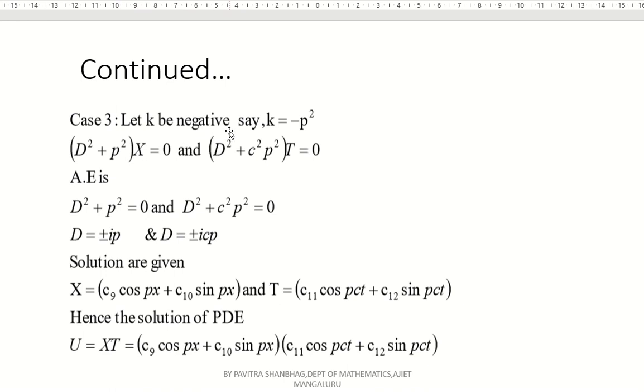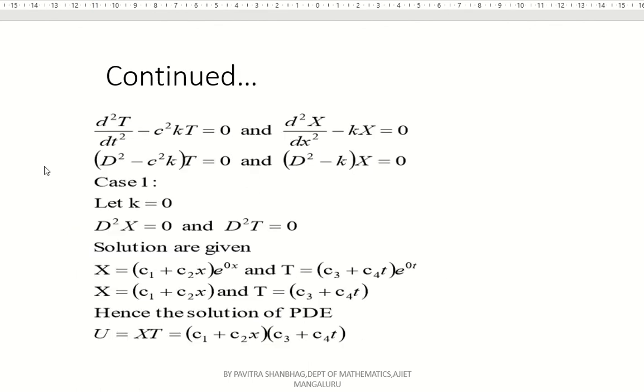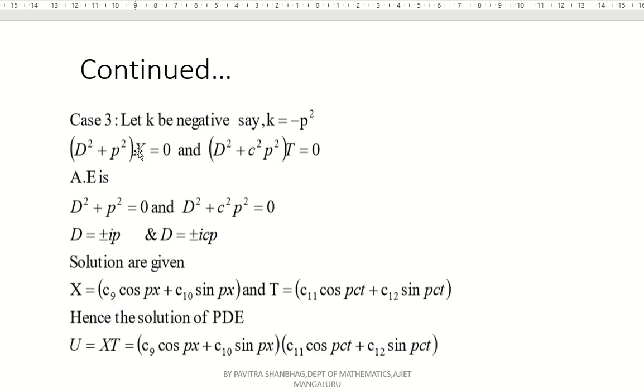Last case, case 3. Let k be negative. So k equal to what? Minus p square. If you choose k equal to minus p square, what you will get? D square plus c square p square into T equal to 0. Similarly, D square plus p square into X equal to 0, right? Now write the auxiliary equations: D square plus p square equal to 0 and D square plus c square p square equal to 0. So D square equal to minus p square, so D equal to plus or minus root of minus p square. Root minus 1 means i, root p square means p. So D equal to plus or minus ip. Here D equal to plus or minus icp.